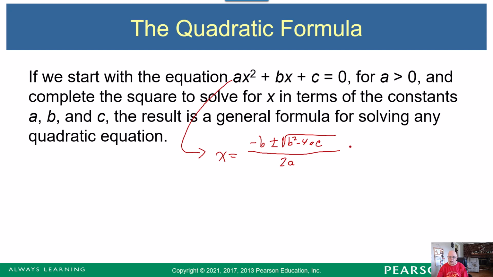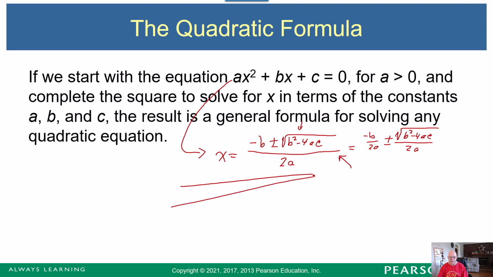Now, if you want to, you could split this up, but usually people remember this one. You could say minus b over 2a plus or minus the square root of b squared minus 4ac over 2a. But frankly, I would keep with this one. Now, before I leave this slide, one word of caution. You must know this. You have to have it memorized.